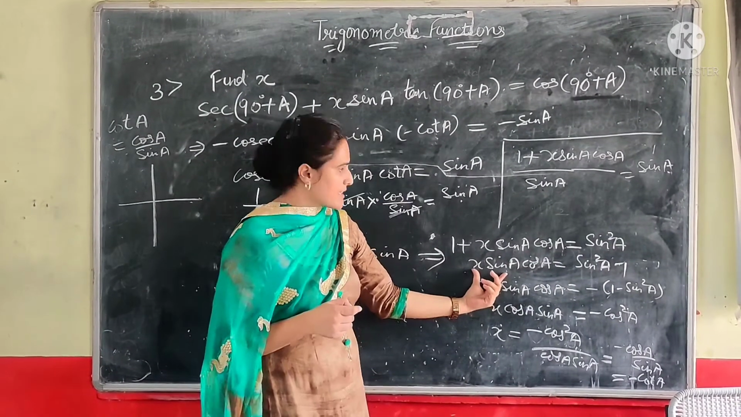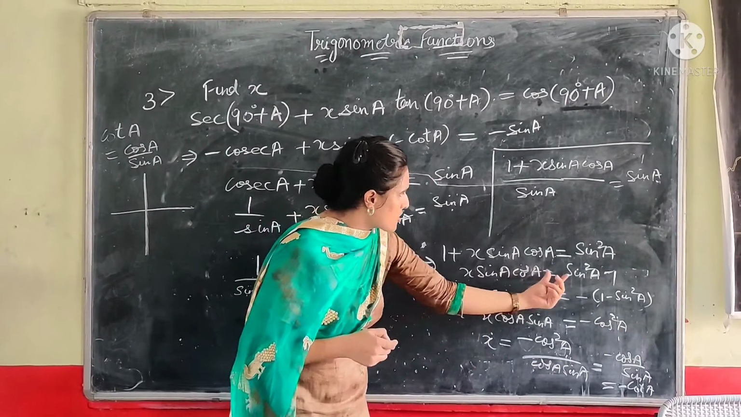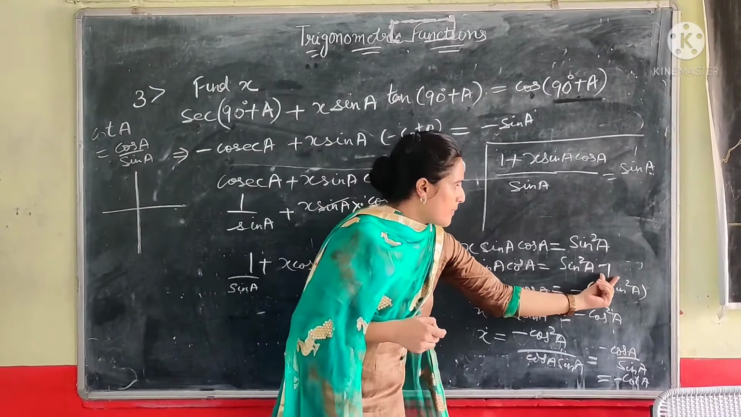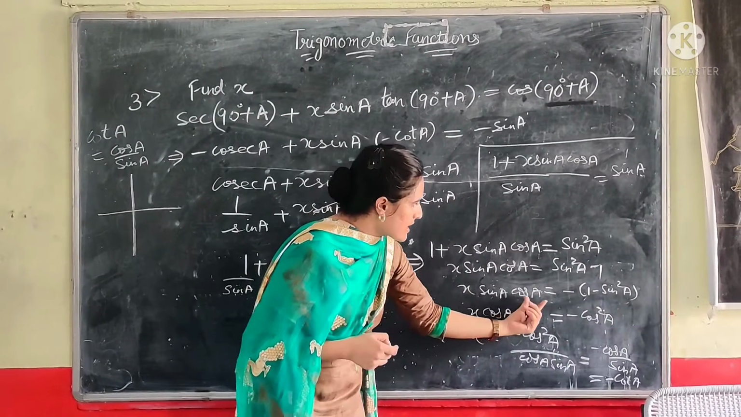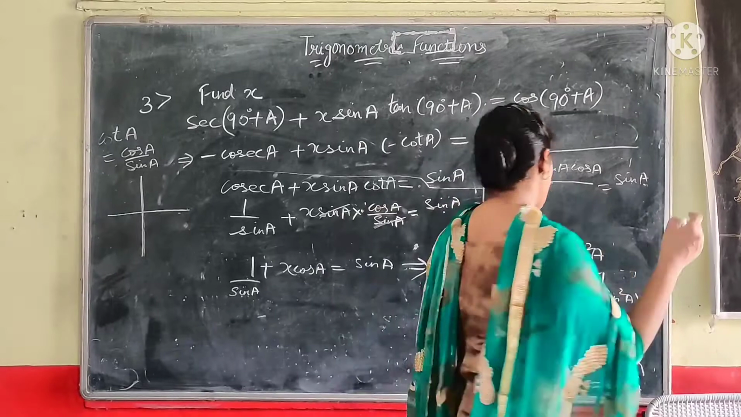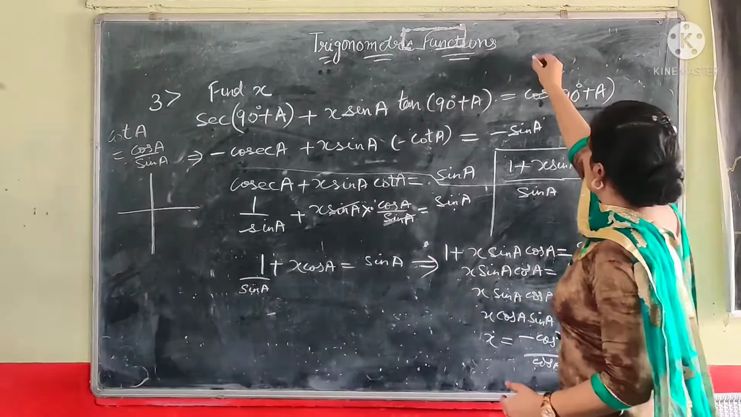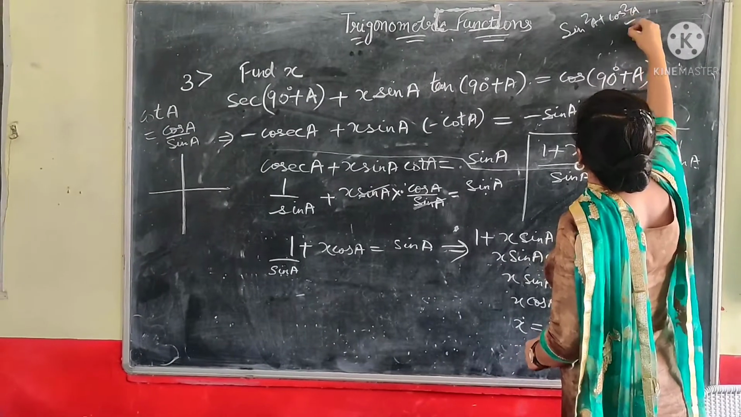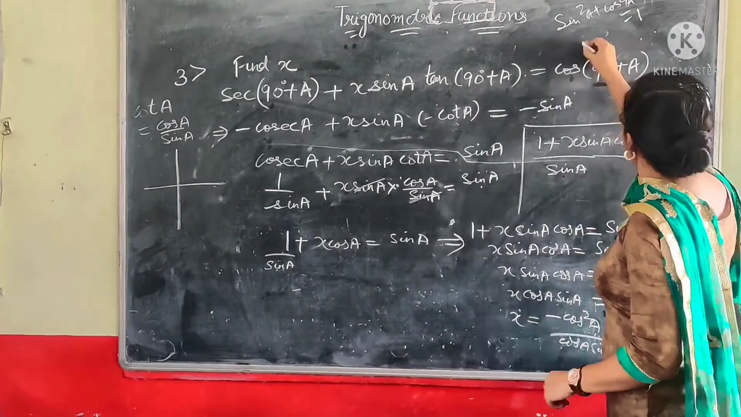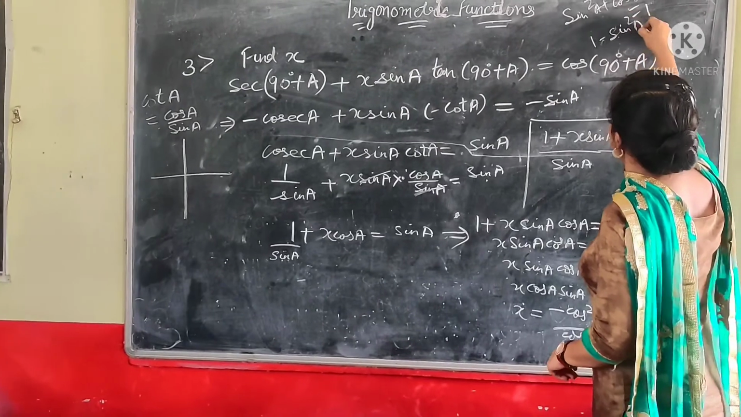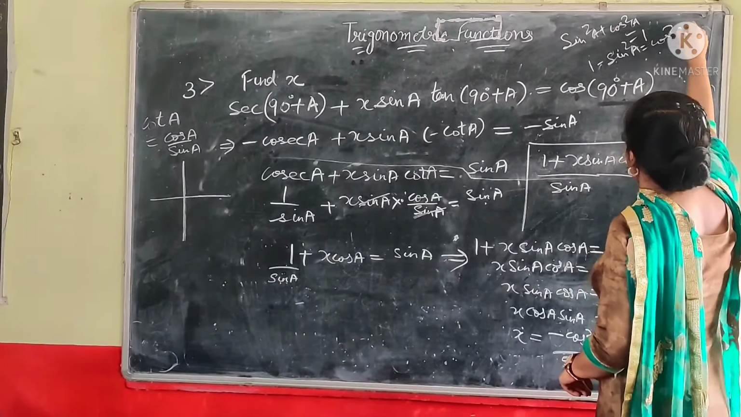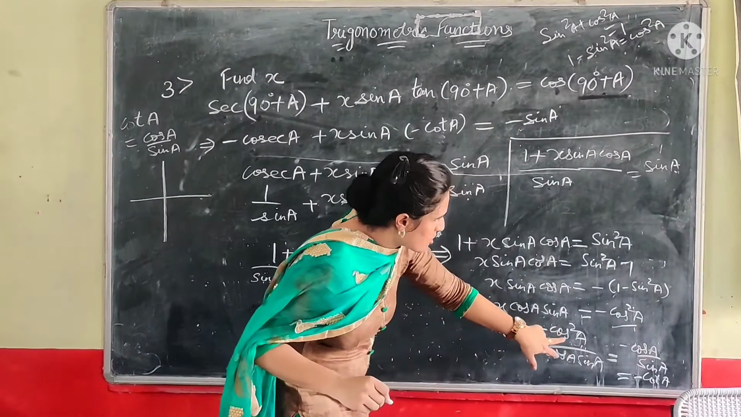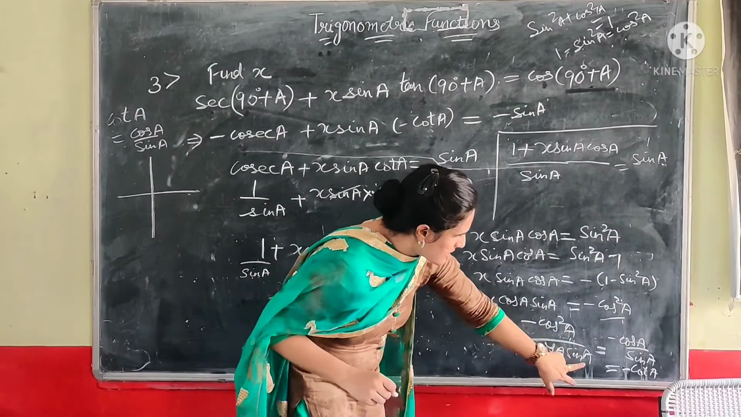Now solving this for x sin a cos a is equal to sin square a and this one is minus 1, x sin a cos a is equal to minus of 1 minus sin square a. Now sin square a plus cos square a is equal to 1. So 1 minus sin square a is equal to cos square a. Now x is equal to minus cos square a divided by cos a sin a.